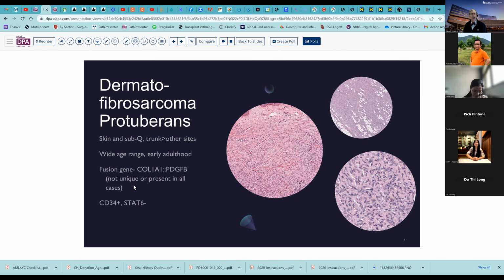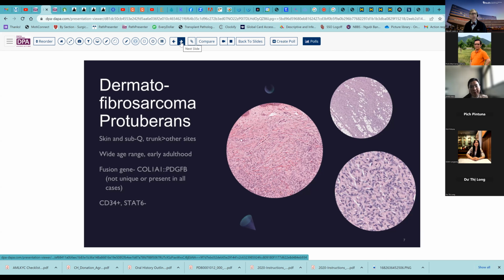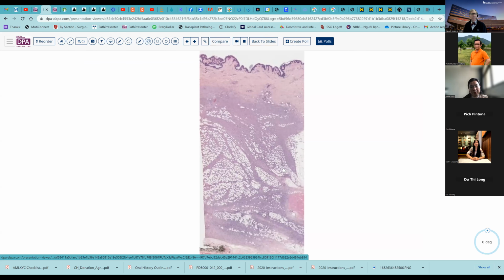However, this is not a totally unique fusion to this tumor. So the question is whether or not the other lesions with this fusion gene are in some way related. Now, in contrast to solitary fibrous tumor, this tumor will be STAT6 negative, but CD34 positive. And that's a very helpful immunophenotype. Of course, the clinical appearance also can help you a great deal.